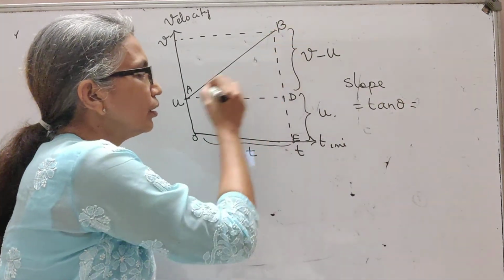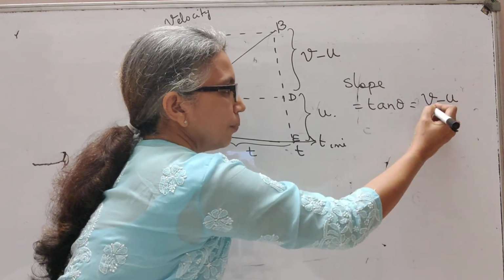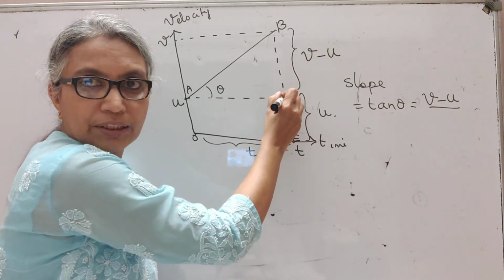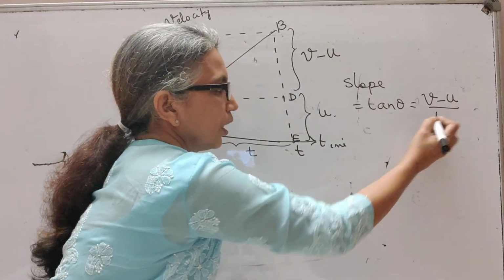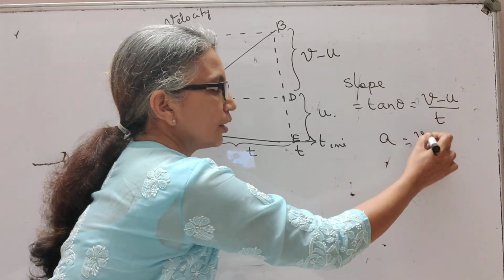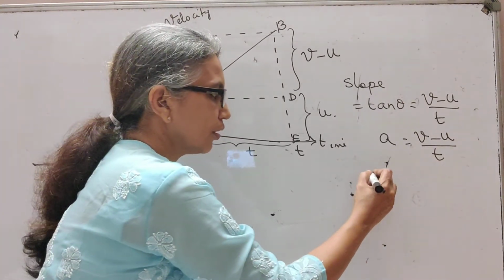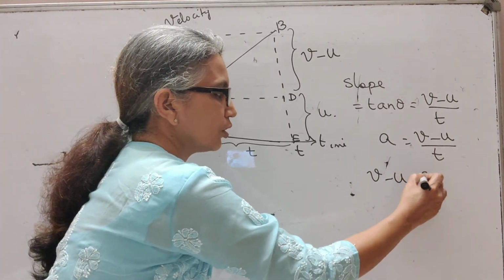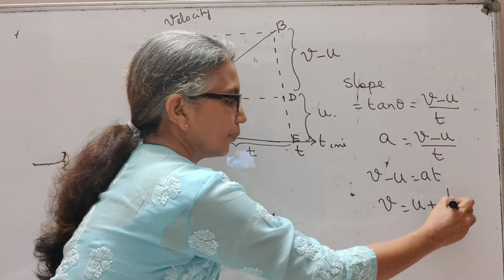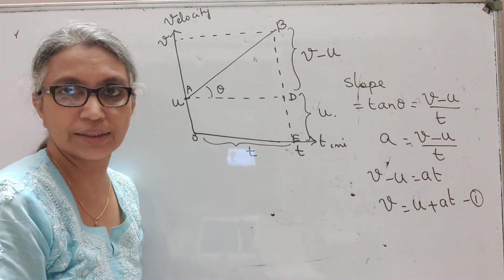For this triangle, opposite side is v minus u. So that is v minus u by, this is what? From here to here it is time interval t. So t, and this slope gives you the acceleration. So that is v minus u by t, and we have our equation v minus u equal to at, or v is equal to u plus at. That is your first equation, v equal to u plus at.